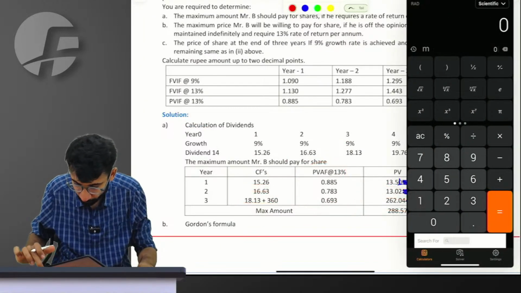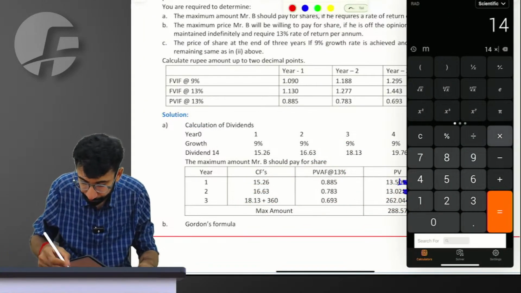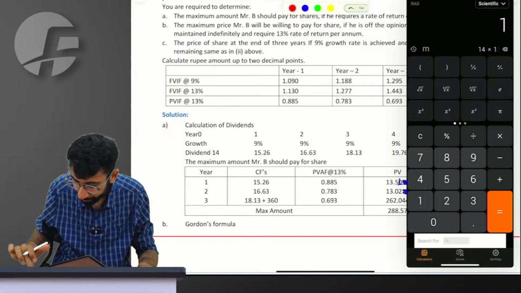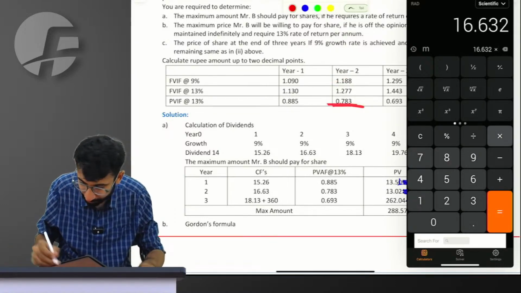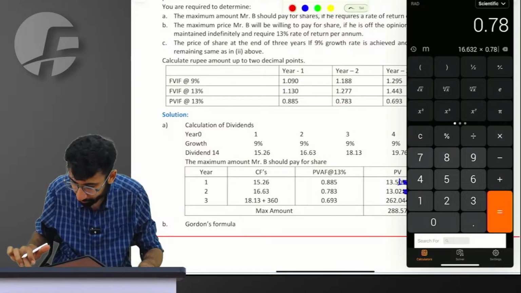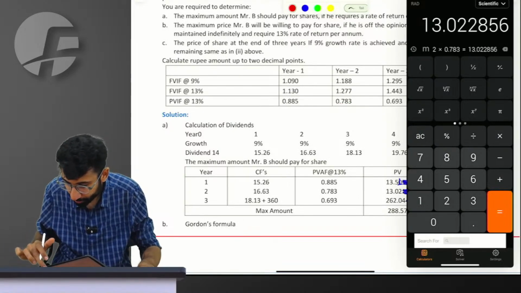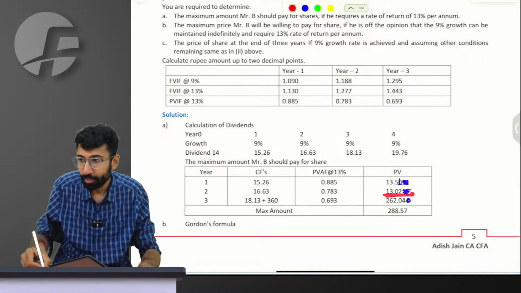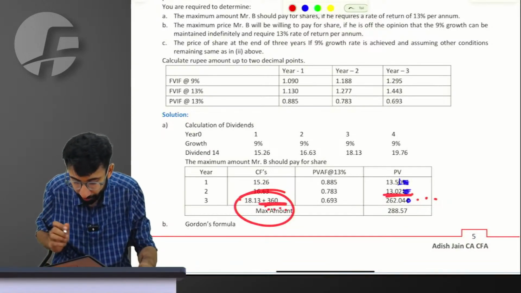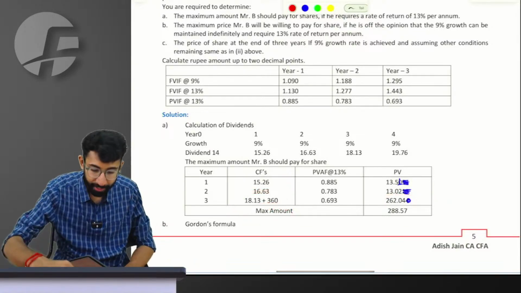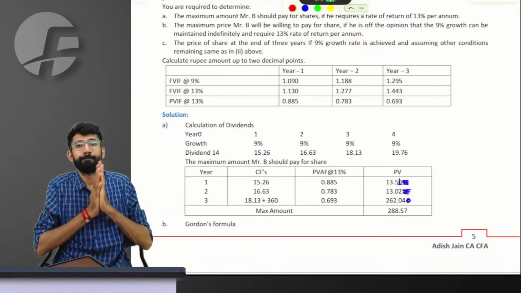Second one, 14 rupees dividend, growth of 2 years, 1.188, multiplied by the present value factor 0.783, gives me 13.02 as the cash flow. And the third one, do it where the sales price will be 360. Finally, give me the answer of PV. Waiting for the answer, everyone.